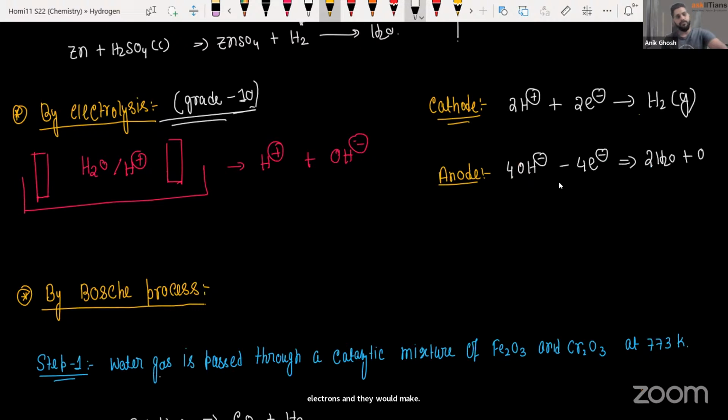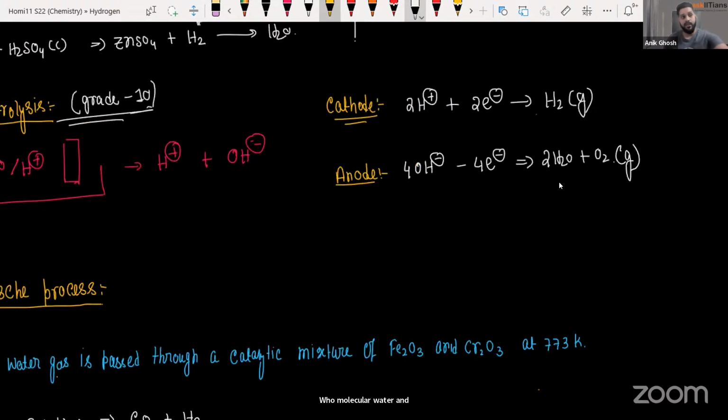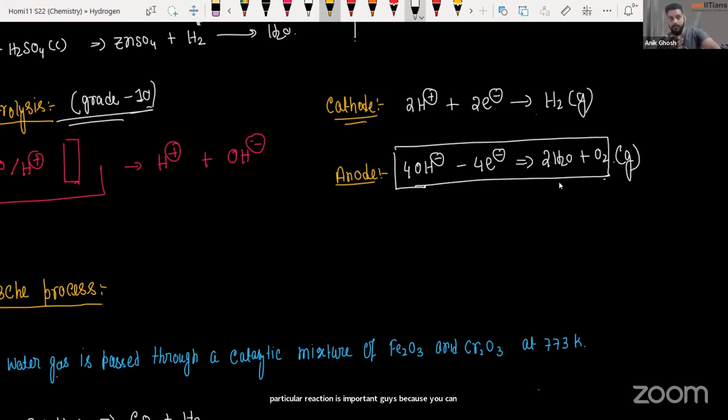So at the cathode, we get hydrogen gas. At the anode, we get oxygen gas. This particular reaction is important, guys, because you can clearly understand it's not a normal, straightforward reaction. The oxygen gas is getting formed from OH minus. So you need to know the method. Haritri, Rizwan, all clear? Ashwin, Rahul? Great.